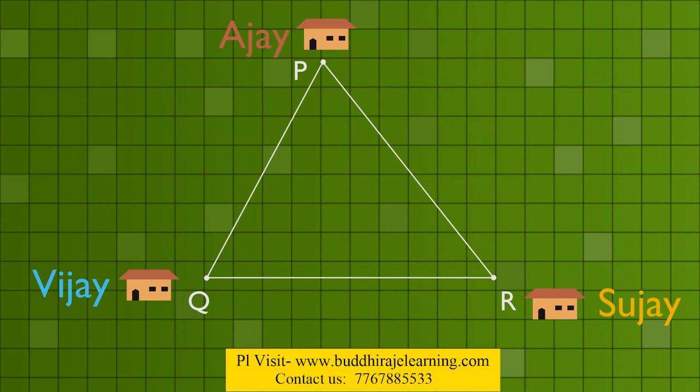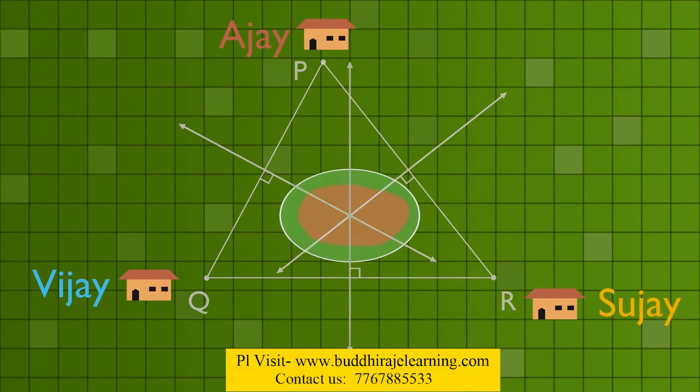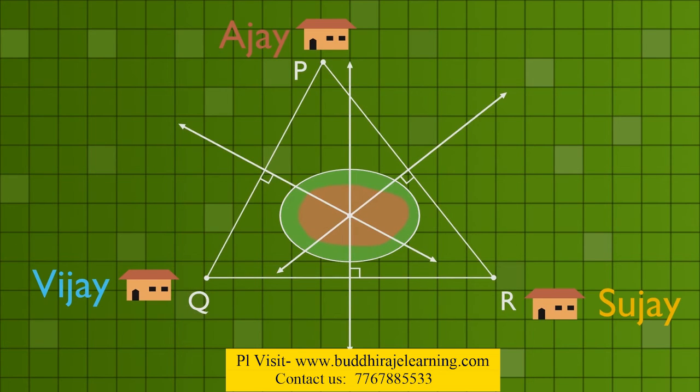Now let us draw the perpendicular bisectors of the sides PQ, QR and PR. These three perpendicular bisectors intersect in one point. The point of concurrence is equidistant from P, Q and R. Thus, the point of concurrence of the three perpendicular bisectors represents the playground that is equidistant from their residences.